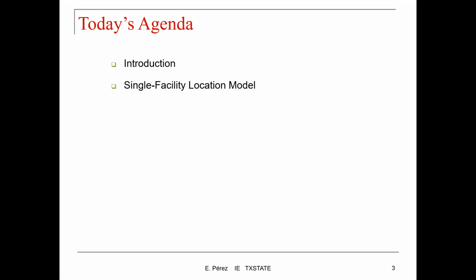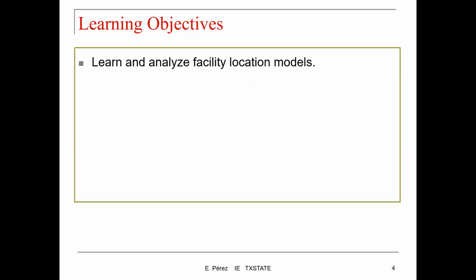For example, in this I-35 corridor, you have seen a lot of warehouses for Amazon. That type of planning takes the use of these models, understanding the demand, understanding the coverage, and then making decisions on where would be the best place to locate the next facility. So the learning objective for this lecture is to learn and analyze facility location models.